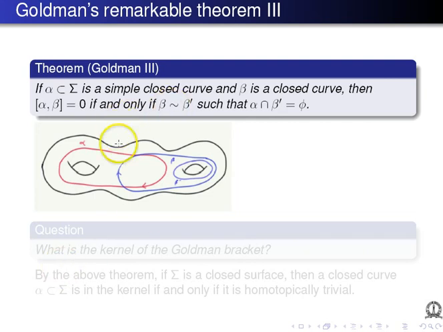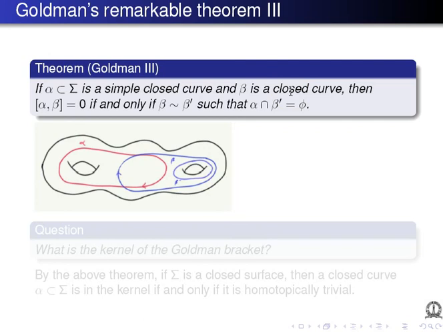So suppose alpha is a simple closed curve and beta is any closed curve. Then their Goldman bracket is 0 if and only if beta can be homotoped to beta prime such that alpha intersection beta prime is empty. Okay, so to understand the statement, let's look at the easy half of this.